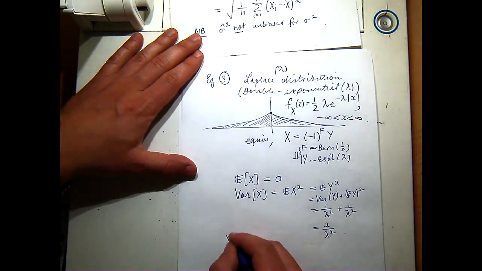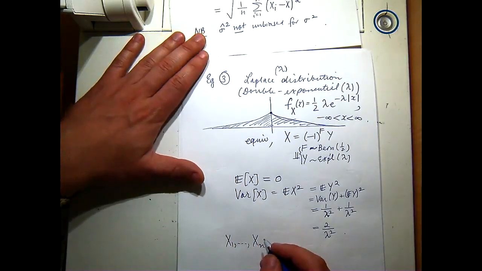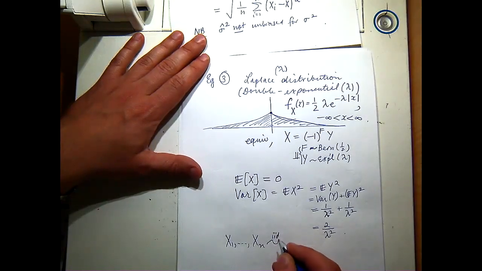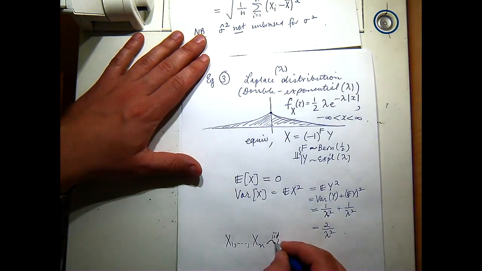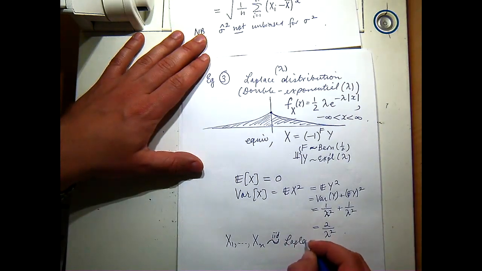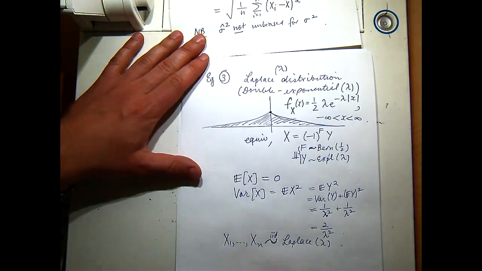So now if I have x1 up to xn, and I reiterate that the method of moments is adapted to IID samples. It's unlike the maximum likelihood, which can be tweaked. We'll do that later. The method of moments doesn't really have anything sensible to say about something that's not IID. They're IID Laplace, lambda. Okay?